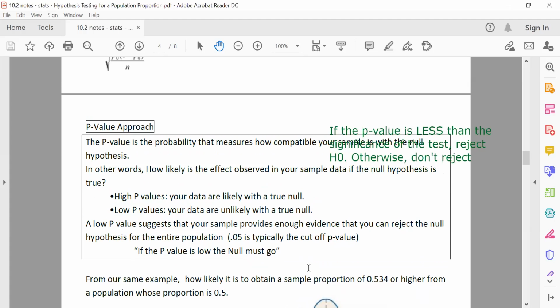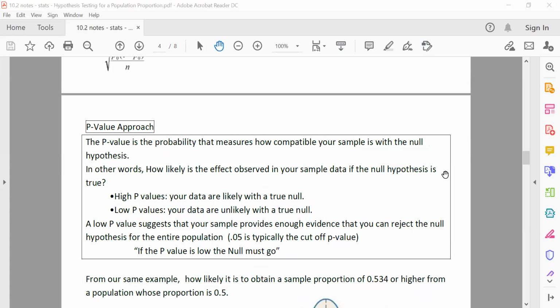So a small p-value is going to lead us towards rejecting the null hypothesis. A large p-value, a p-value that's greater than our alpha, is going to lead us to fail to reject the null hypothesis. So just some interesting ideas here. We will pick up on these ideas next time.